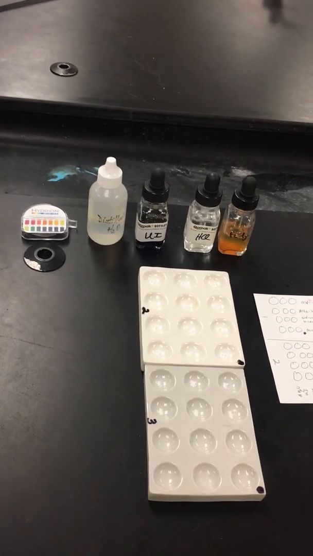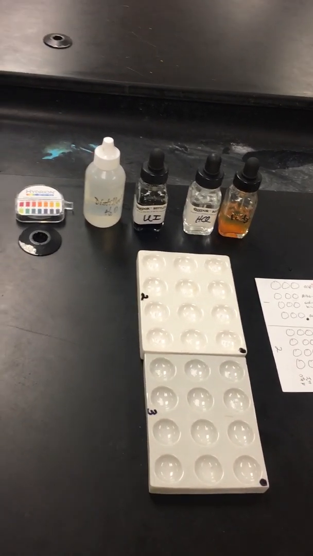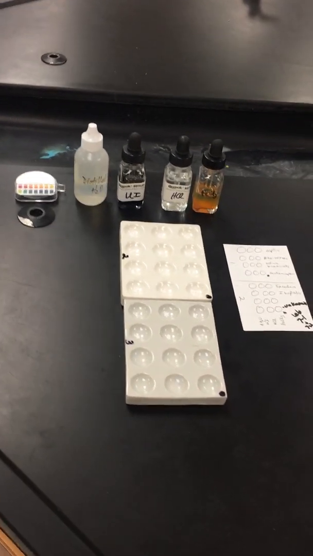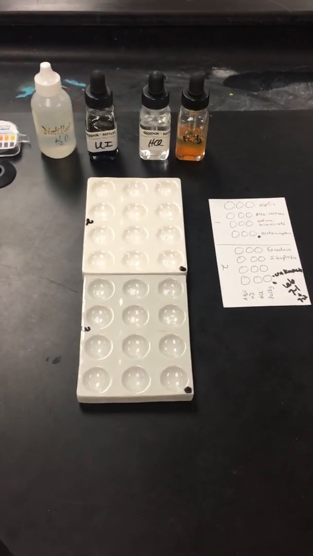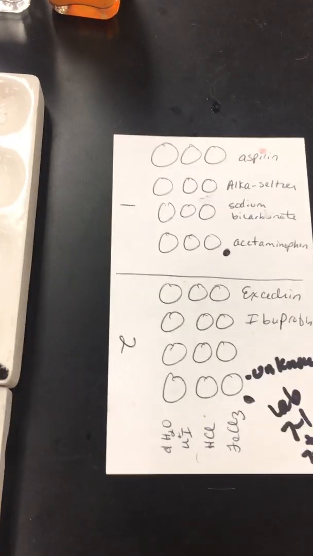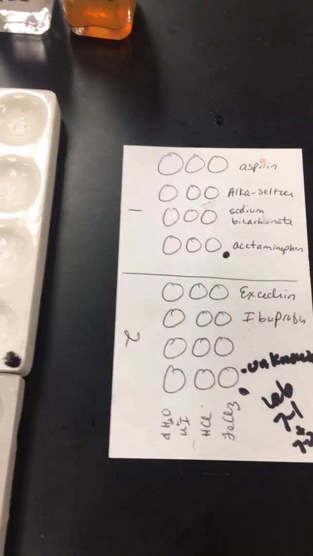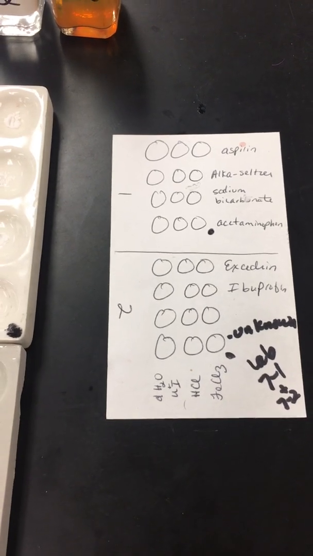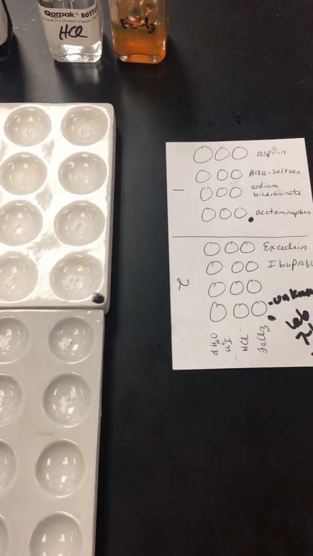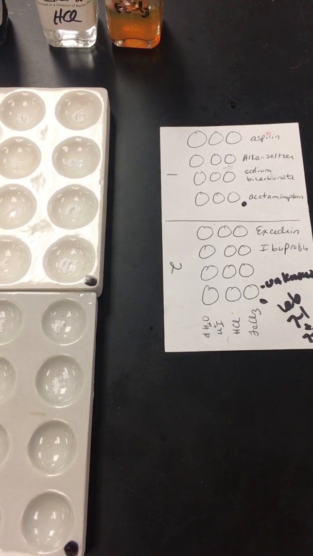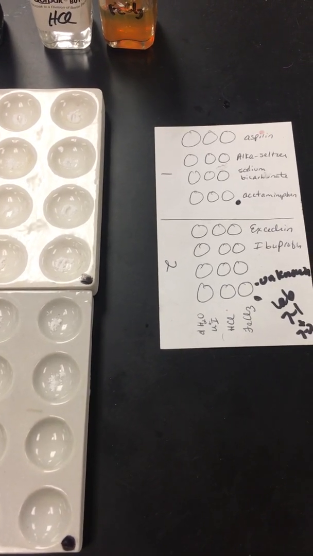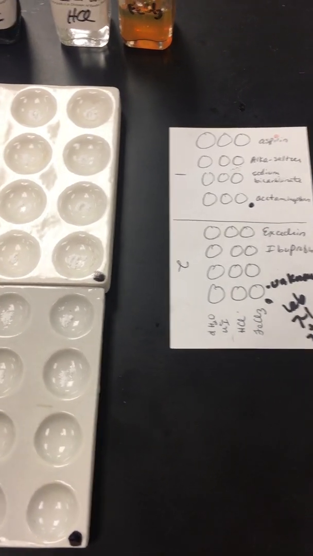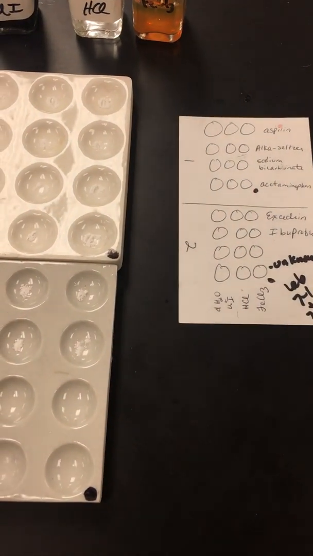So what we're going to do is run a spot test. We have aspirin in the first row, Alka-Seltzer in the second row, sodium bicarbonate in the third row, acetaminophen in the fourth row, Excedrin in the fifth row, ibuprofen in the sixth row, and then later on we'll have an unknown in the last row.